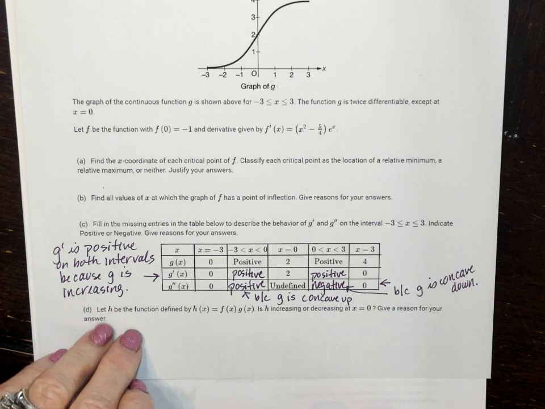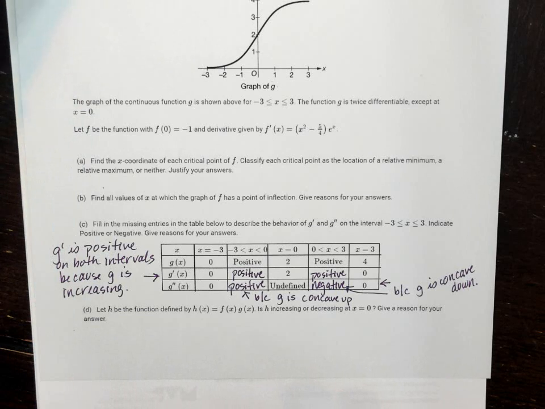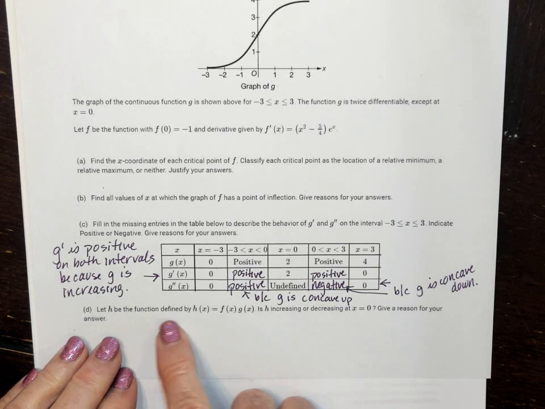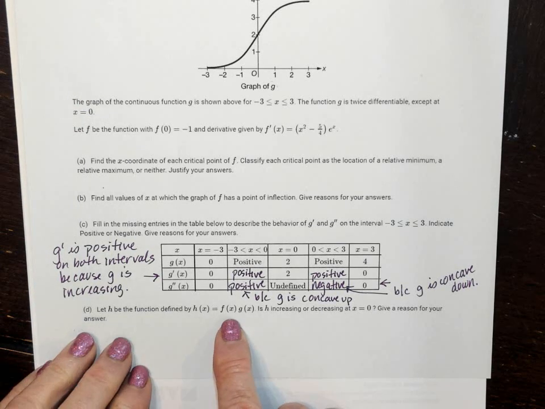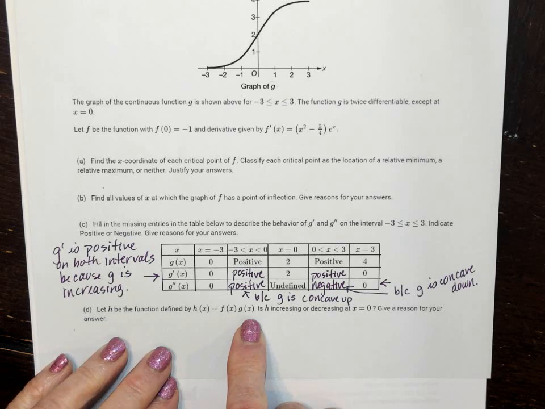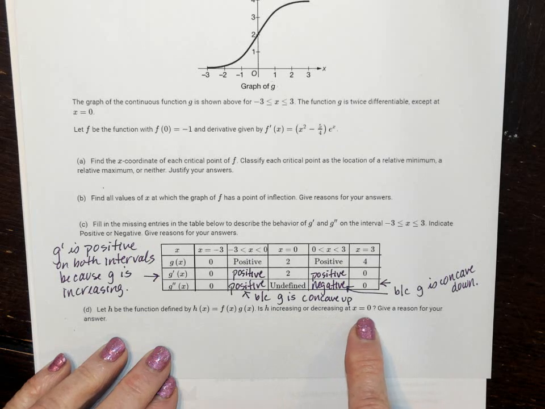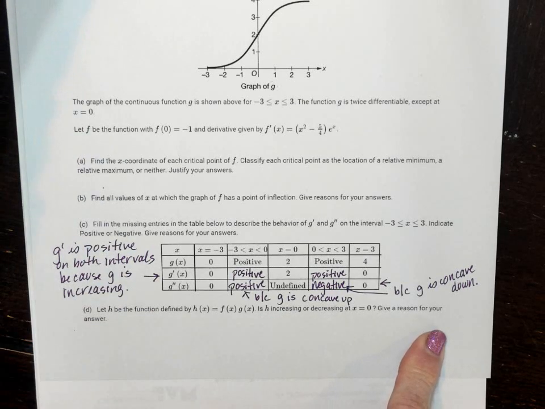Okay, part D. Let H be the function defined by H of x equals f of x times g of x. And is H increasing or decreasing at x equals 0? Give a reason for your answer.